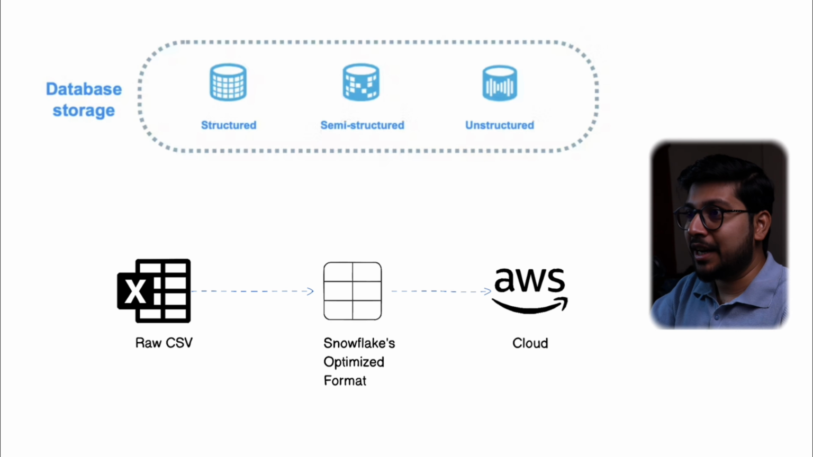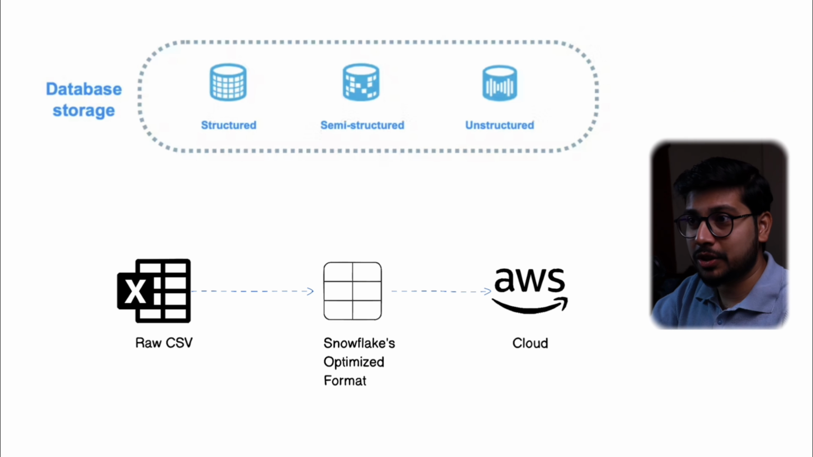It reorganizes your data into its own internally optimized, compressed, and columnar format. Then it stores this in cloud storage like Amazon S3, Azure Blob, or Google Cloud Storage. Now Snowflake handles three types of data. One is structured data, your traditional rows and columns in tables, like a customer database. Second is semi-structured data like JSON, XML, Parquet files, data which has flexible schemas. And the third is unstructured data like documents, images, and audio files.